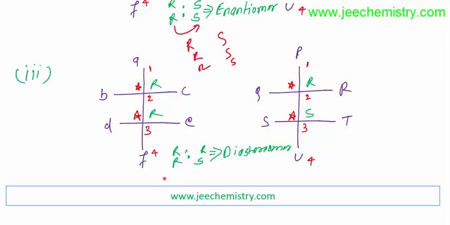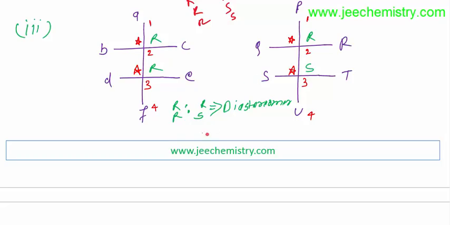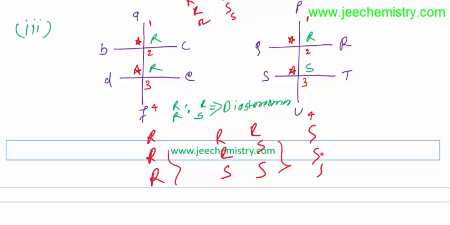Suppose this compound has 3 chiral centers. The first will be R, second will be R. If the second compound is R and S, any one being different means these two are diastereomers. It may be R, S, S. This is also diastereomer. Two are different, this is also diastereomer. But if all the configurations are different, if this is R, R, R and the other is S, S, S, in that case that will be enantiomer, not diastereomer. This is the case of diastereomer: if 5 chiral centers are there, one is R, and the other is R, S, R, S, S.